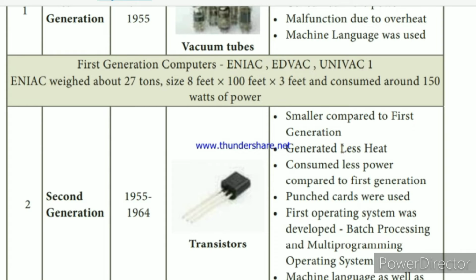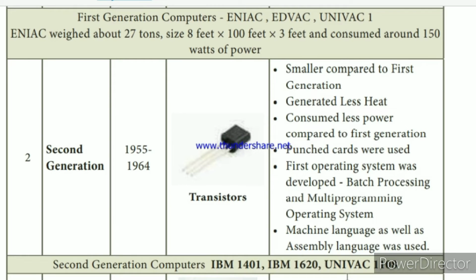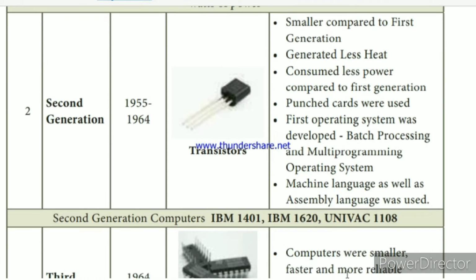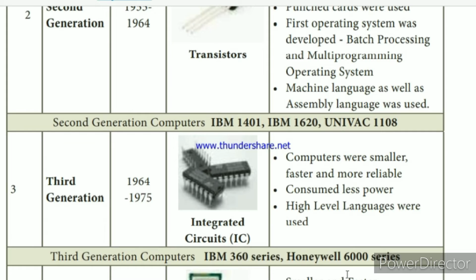Same as before, smaller compared to the first generation, generated less heat, consumed less power compared to the first generation computer. Punch cards were used. The first operating systems were developed, the batch processing system and the multi-programming operating system. Machine language as well as assembly language was used. Second generation computers: IBM 1401, IBM 1620, UNIVAC 1108. Let's move on to the topic.